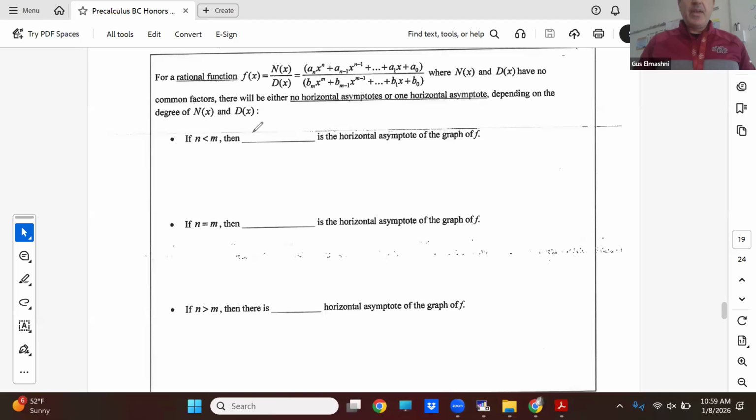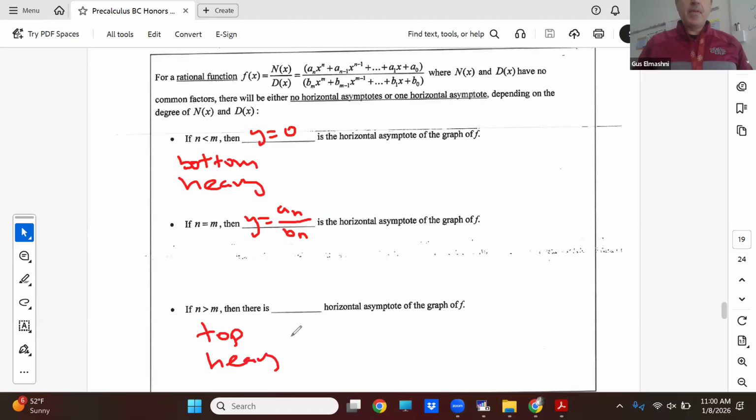Then if n is less than m, I call this bottom heavy because the bottom's heavier than the top. That's y equals 0. If they're the same, then y equals what? The ratio of those two coefficients. And here I call this top heavy. There is no horizontal asymptote.